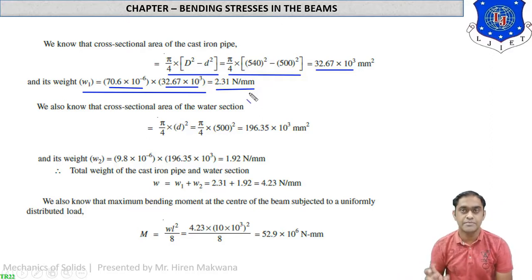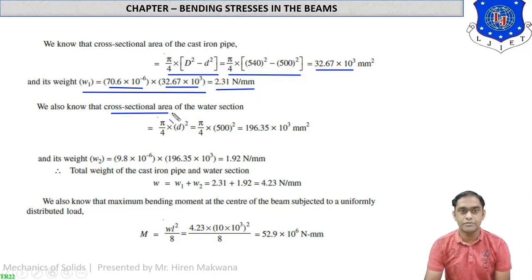So you just remember this. If you want to find the weight of the pipe as a UDL, meaning Newton per mm, then you must multiply the density with the cross section area of the pipe. Remember, this is the cross section area of the pipe.